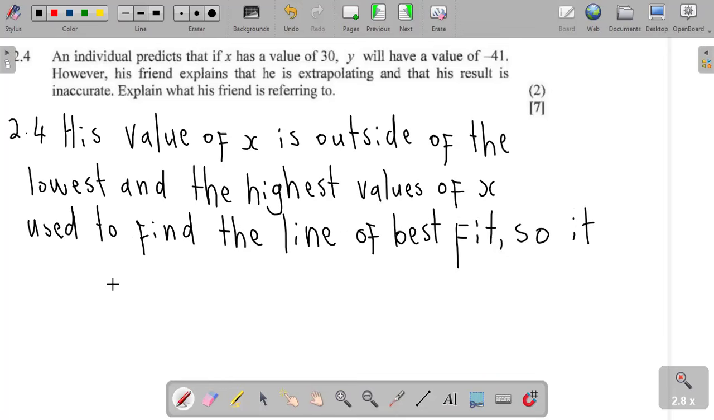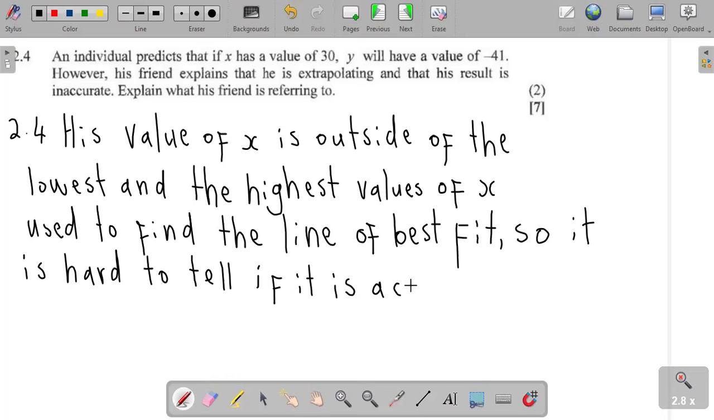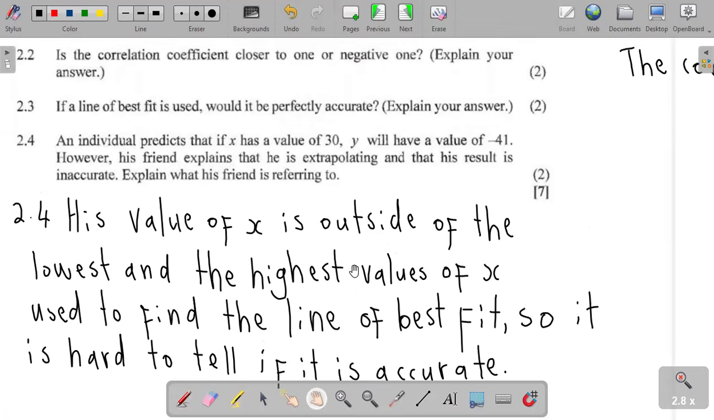Line of best fit, so it is hard to tell if it is accurate. So this is what I think his friend is referring to. Okay, because the value of x that he used here is 13.